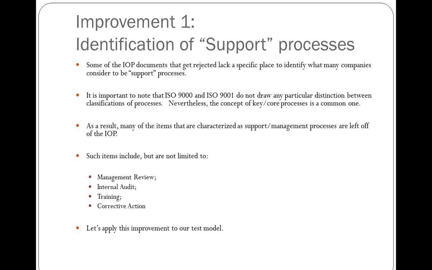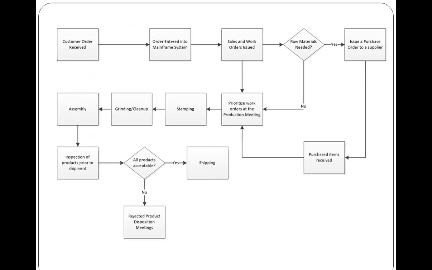Now, our first improvement that we're going to make is we're going to identify the support processes. Now, let's jump back for a second. If we look at this IOP and say, okay, the first step appears to be customer order received. The back end step is shipping. So all of what we've got here are the core activities, right? The ordering and the production areas and things of this nature. But there's more to a quality system than that. There's all of the things that are occurring in the background that support what happens in this main process here.